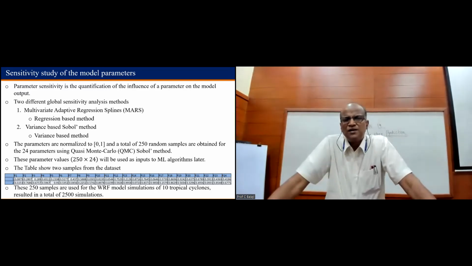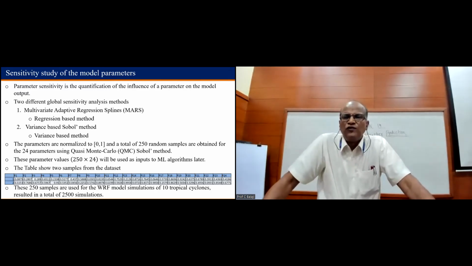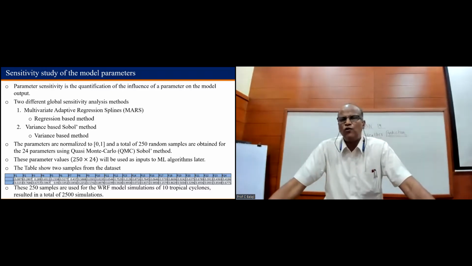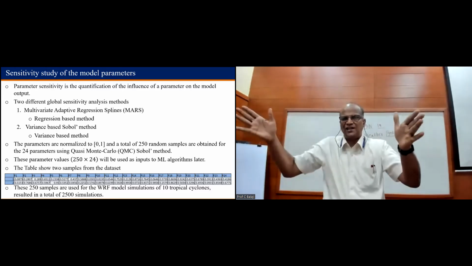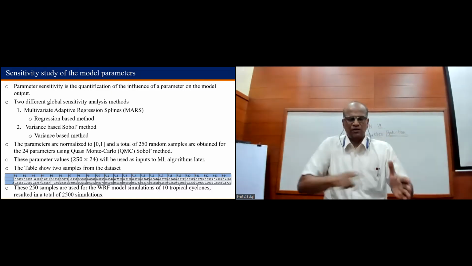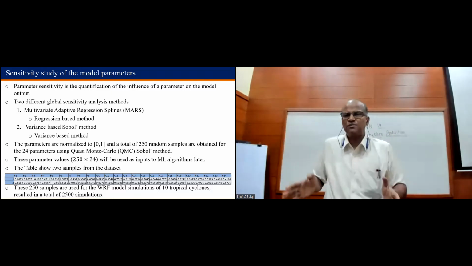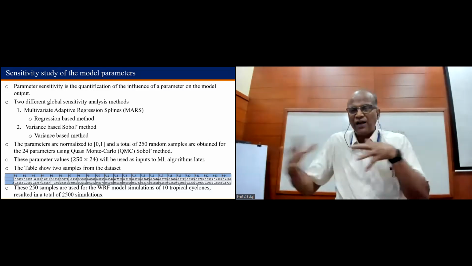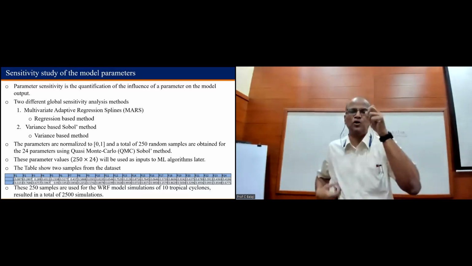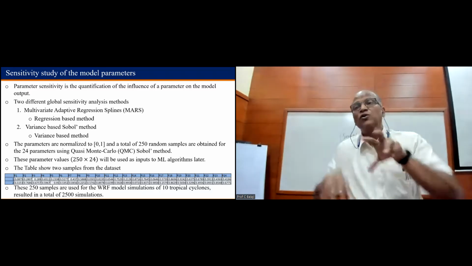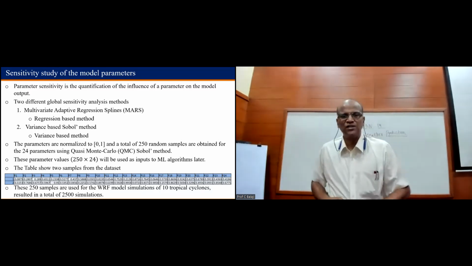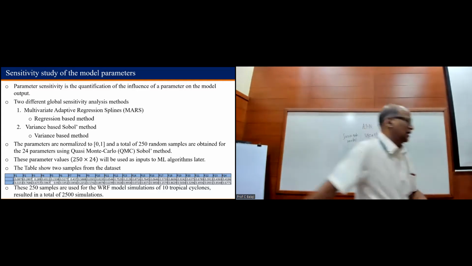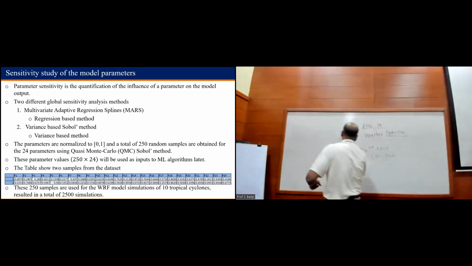All the parameters are normalized from 0 to 1, and a total of 250 random samples are obtained for the 24 parameters. That is P1 to P24 one set, P1 to P24 second set, P1 to P24 third set, like this P1 to P24 for 250 sets. Now we have to generate these samples randomly so that one sample cannot be linked to the other sample. The covariance of the samples must be 0. So very good statistical techniques are available for this. The quasi Monte Carlo goes well with Sobol. You can also use what is called LHS, Latin hypercube sampling, which is one of the newer techniques.